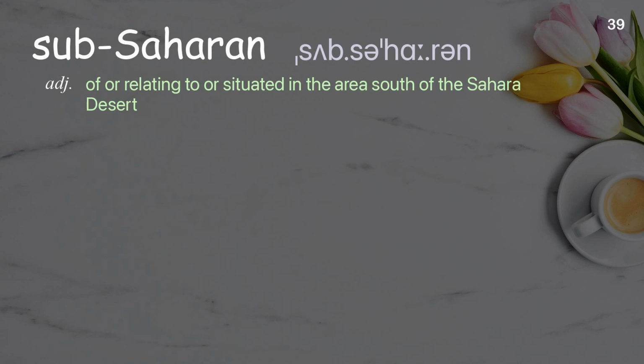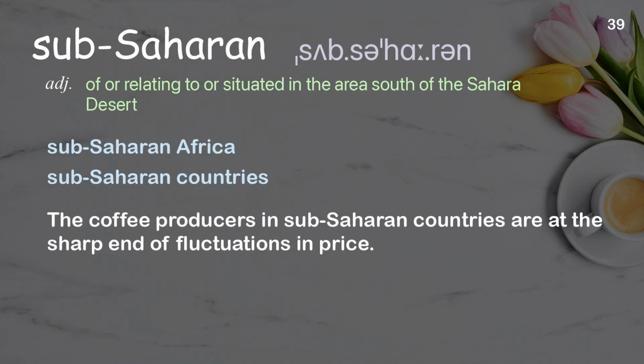Sub-Saharan. Of or relating to or situated in the area south of the Sahara Desert. Examples: Sub-Saharan Africa. Sub-Saharan countries. The coffee producers in sub-Saharan countries are at the sharp end of fluctuations in price.